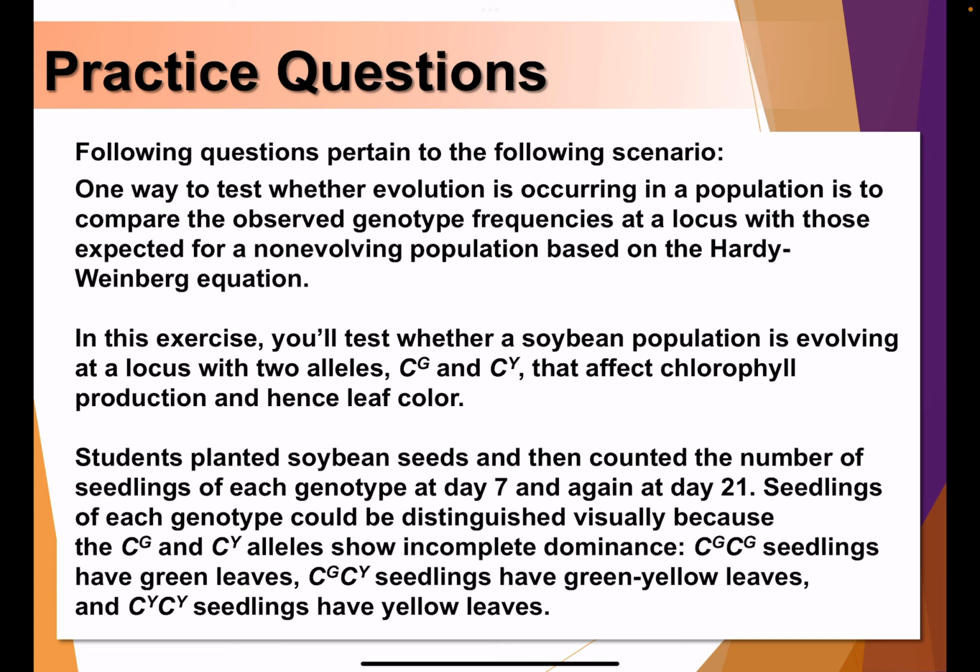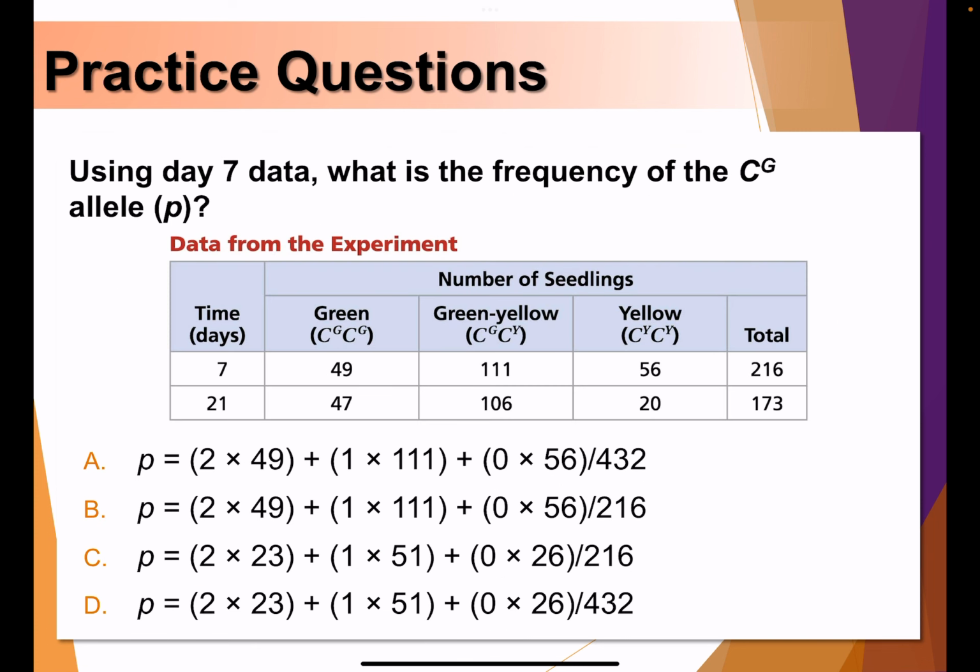Seedlings of each genotype could be distinguished visually because the CG and CY alleles show incomplete dominance, which means if you are homozygous for CG, your seedlings will have green leaves. If you're heterozygous, you have green-yellow leaves. If you're homozygous for CY, seedlings would have completely yellow leaves. So using day 7 data, what is the frequency of the CG allele, p?